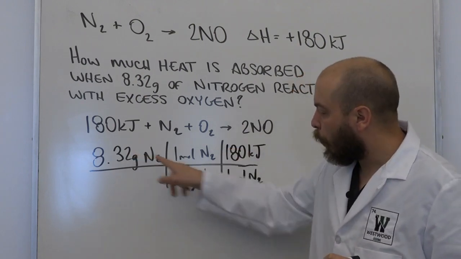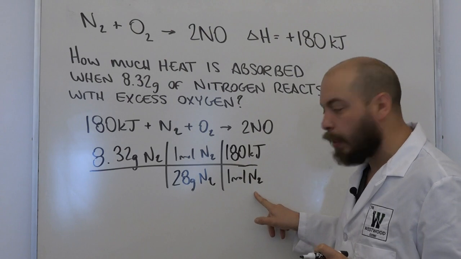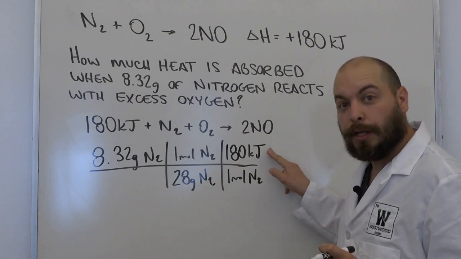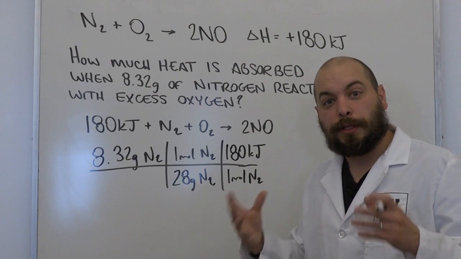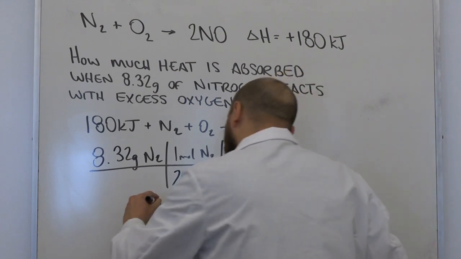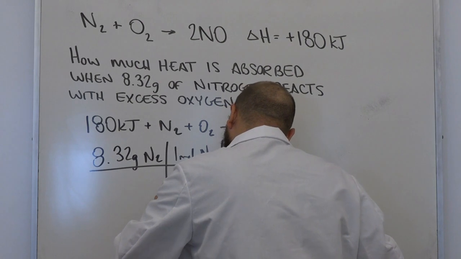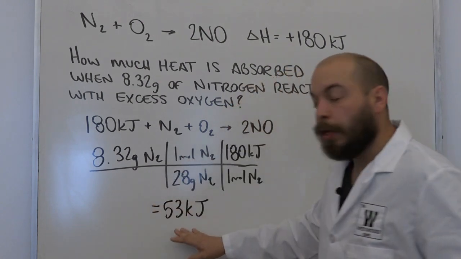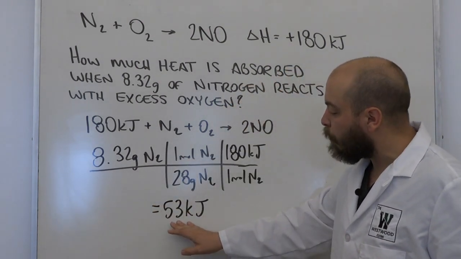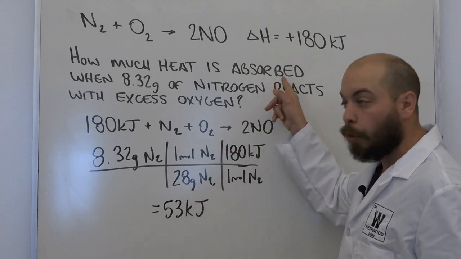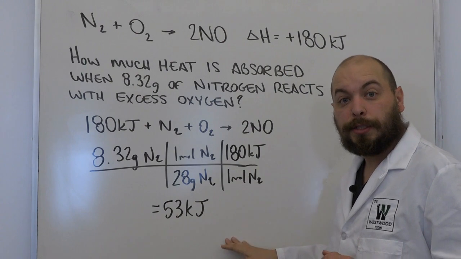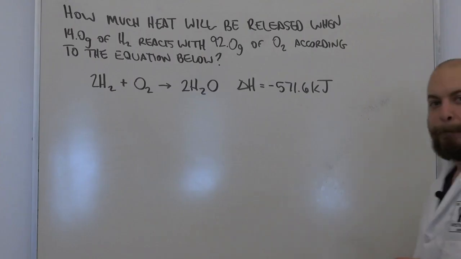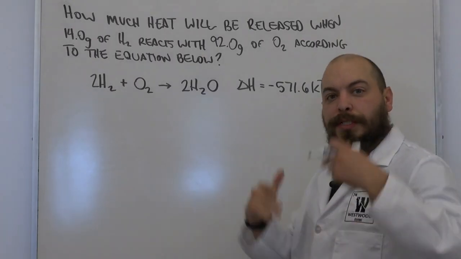So now, grams of nitrogen cancels, moles of nitrogen cancels, my final unit's in kilojoules. If I solve for this, it ends up being a total of 53 kilojoules of energy. So to answer my question explicitly, that means 53 kilojoules of energy is absorbed when 8.32 grams of nitrogen reacts with excess oxygen. Let's take our stoich one step further.